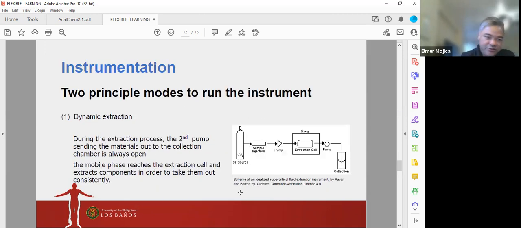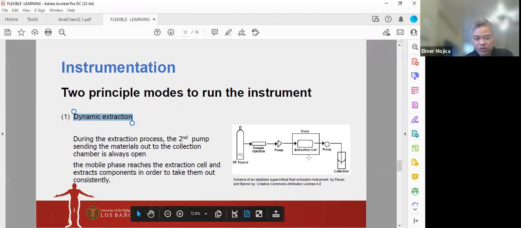extraction. Now, in terms of the instrumentation of supercritical fluid extraction, there are two principal modes to run the instrument. One is dynamic extraction, during which the second pump sending the materials out to the collection is always open. You have the supercritical fluid source, which is your CO2. You inject your sample, it passes through the pump, then the extraction cell, and then you collect it. So the mobile phase reaches the extraction cell and extracts the components in order to take them out continuously.